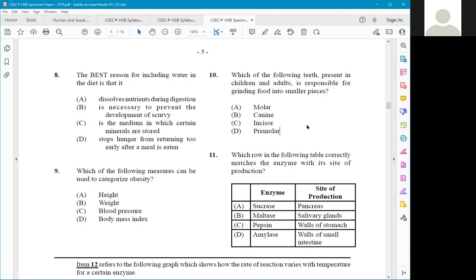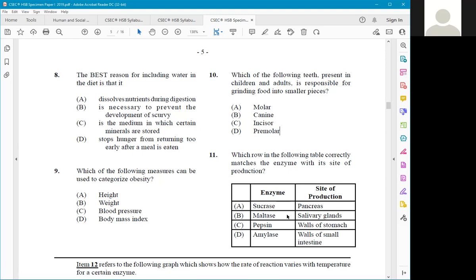Number 11. Which row in the following table correctly matches the enzyme with its site of production? So where is the enzyme being made? You have sucrase. C is correct. You have sucrase, pancreas, no.